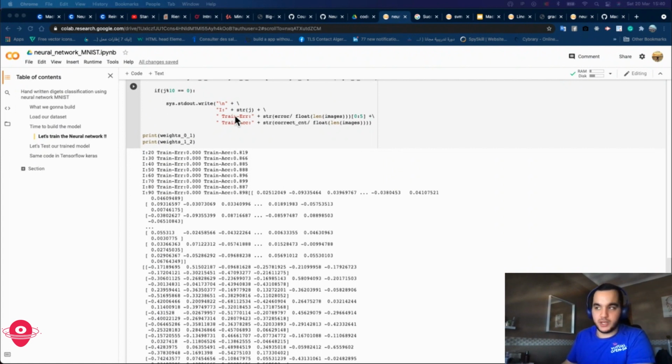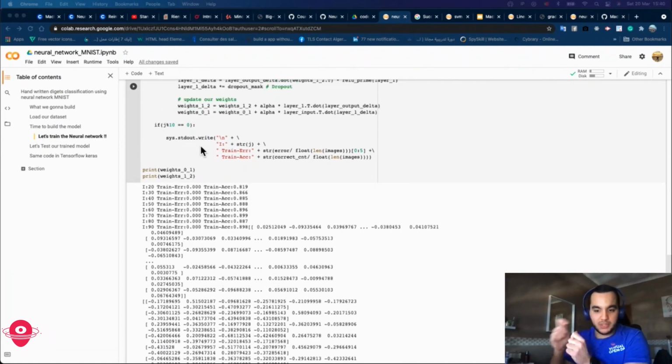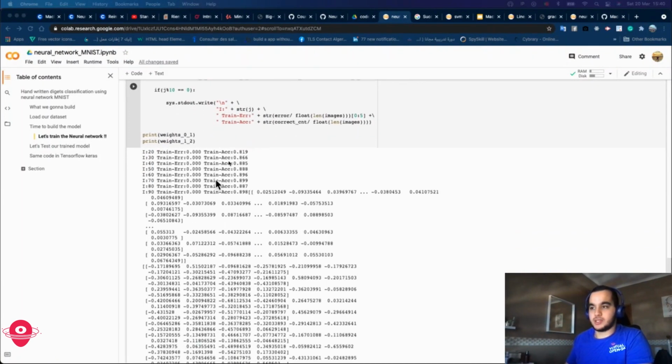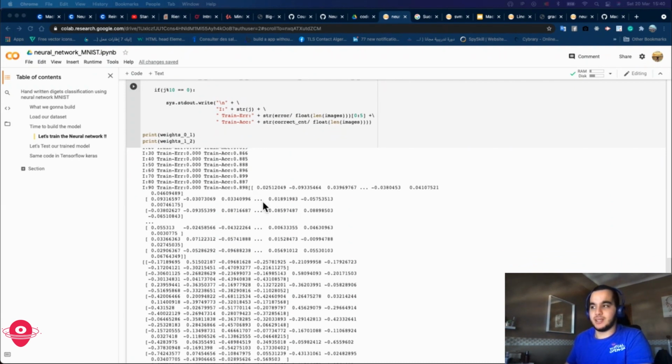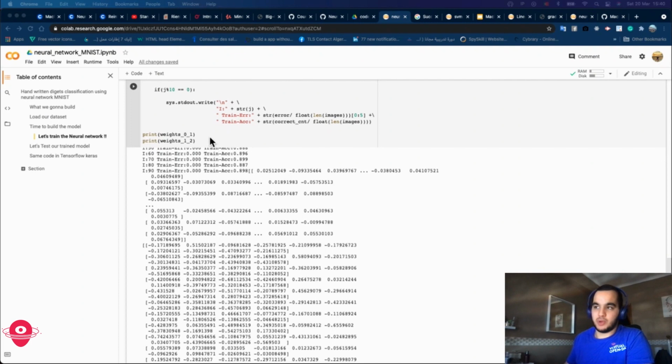This is exactly what you want to do in practice. Try a bunch of numbers, and eventually you get that intuition from the results that you want to get during the training. After 100 iterations, we did get 89% accuracy, and you see that we are printing our weights.